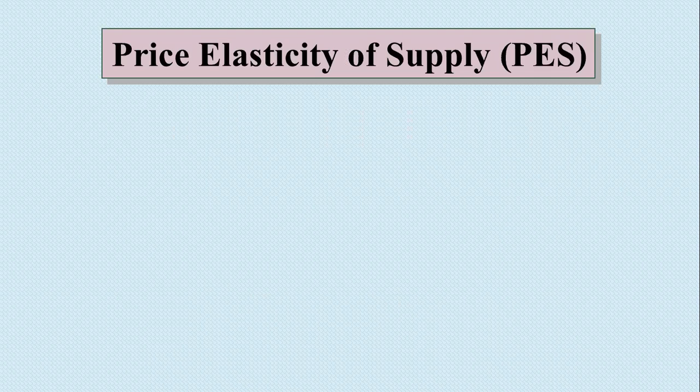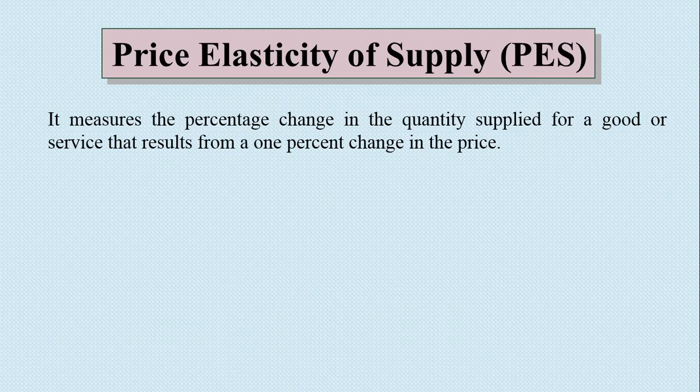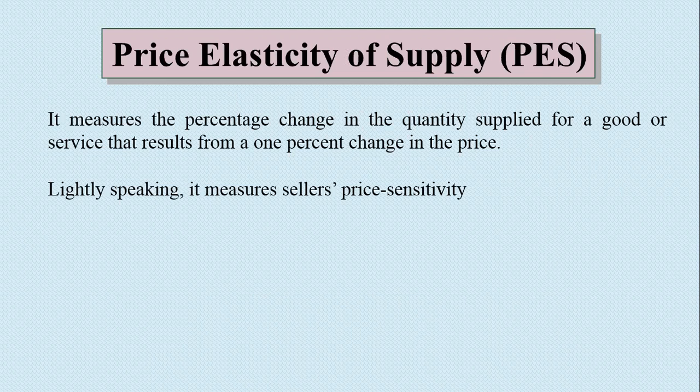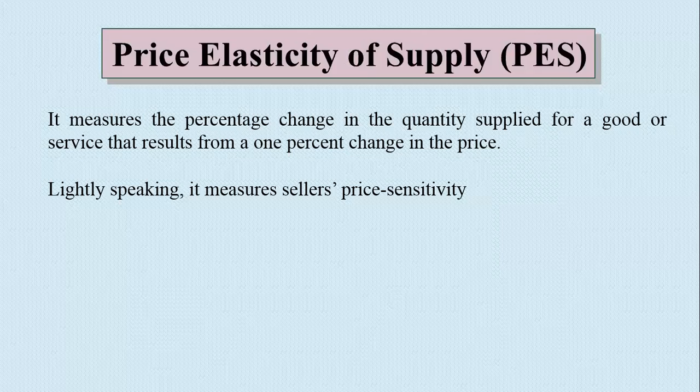Price elasticity of supply means the elasticity in supply is caused by the change in the price of that particular commodity. Officially, the definition is it measures the percentage change in the quantity supplied for a good or service that results from a 1% change in the price. Loosely speaking, it measures sale or price sensitivity, because it describes how sensitive the seller is about the price of a particular commodity that he is interested in selling.